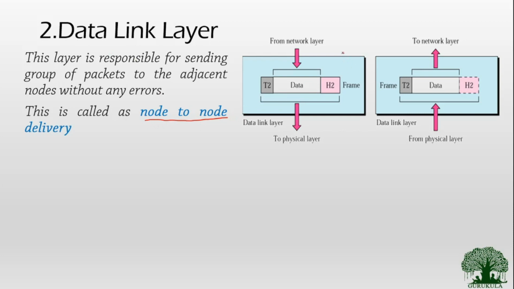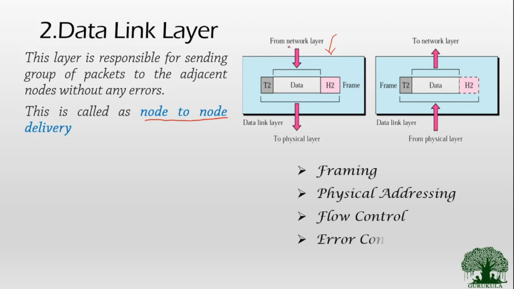The data link layer is supplied from the network layer, which means it gets information from the network layer, and then your data link layer will perform the following tasks. It will perform the framing operation, it will perform physical addressing, flow control, error control, and then access control. So what do you mean by framing?